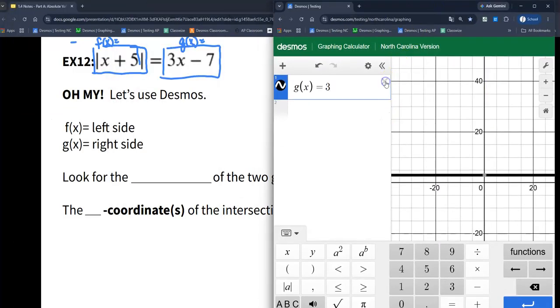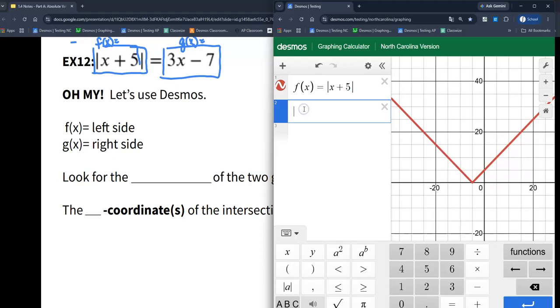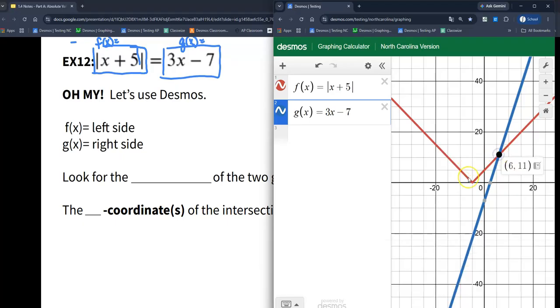The first one, the left side is, you're going to say f of x equals, some of you are lazy and you're not typing f of x in. You can get away with it on some things, but not others. Just put it in. It doesn't take that long. Absolute value of x plus 5, and then g of x equals 3x minus 7. Thank you, Matthew. Yeah, you gotta put the absolute value. Make sure you put the absolute value around that x plus 5.